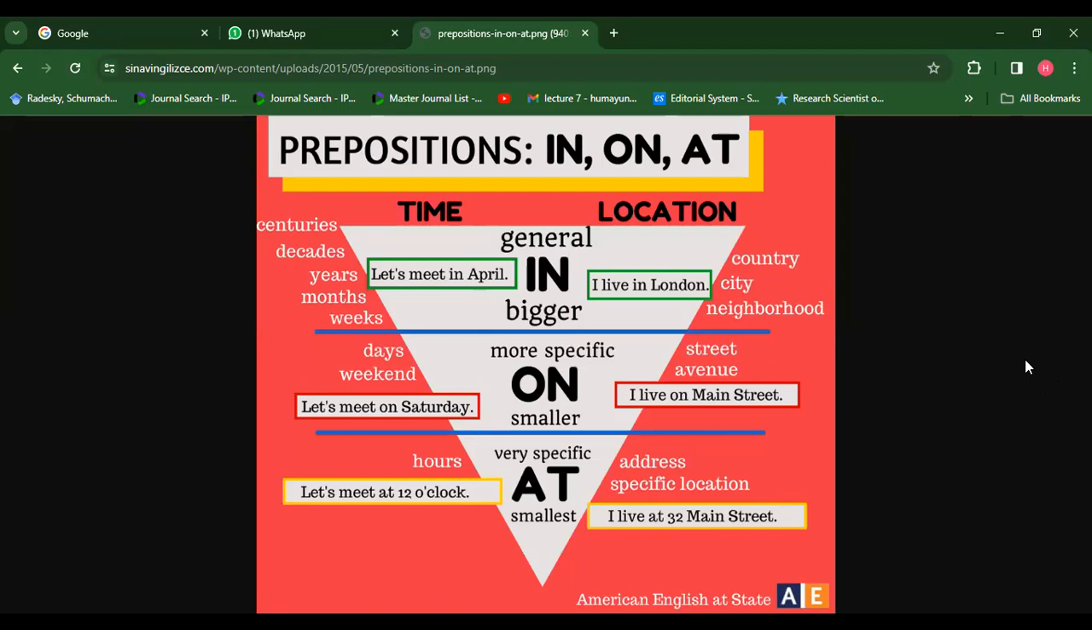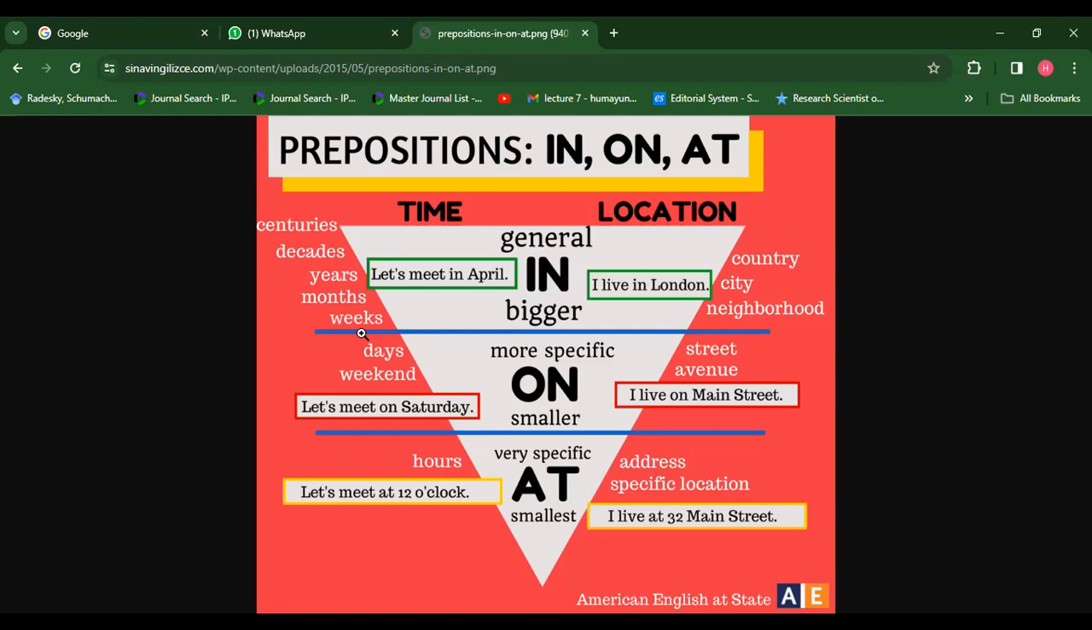Okay, you can see the preposition in. What is written beneath it? It's bigger, more specific on smaller, and very specific at smallest. So whenever we are talking about time or location, if the time span is very big, like centuries, decades, years, months, weeks, আমরা কি use করি? in. In many weeks, in this month or that month, in this year or that year, in this decade or in the 21st century, তাই না?